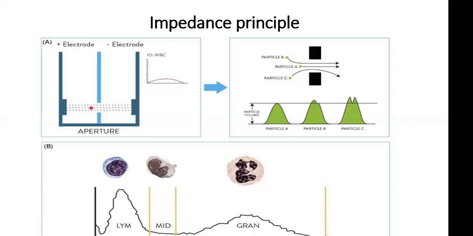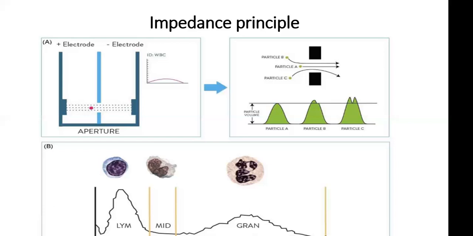Now, after talking about impedance, I would like to talk about VCS. The VCS technique was an additional technique. What happened? I'll tell you a story. What happened when Beckman Coulter first discovered this impedance method?